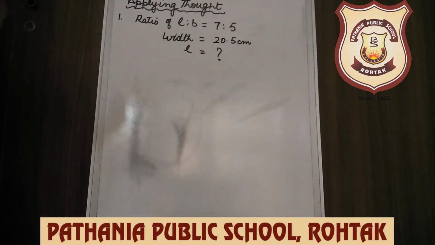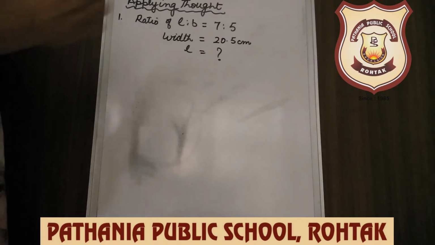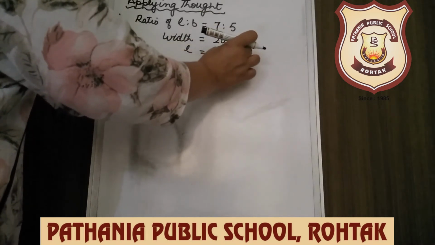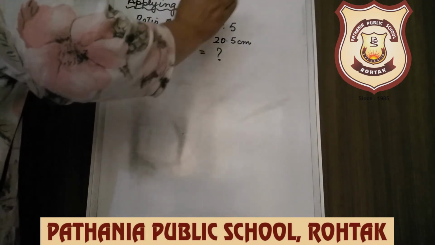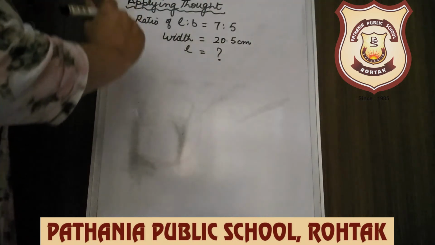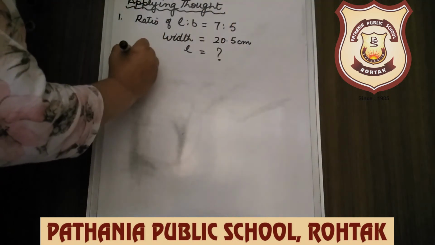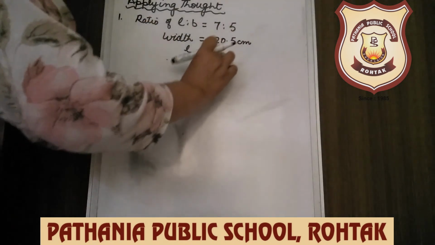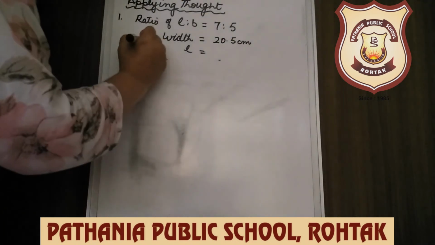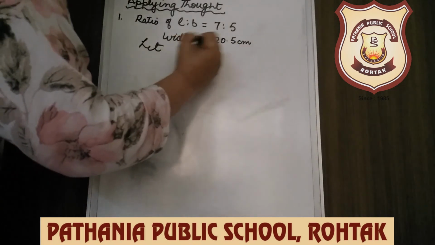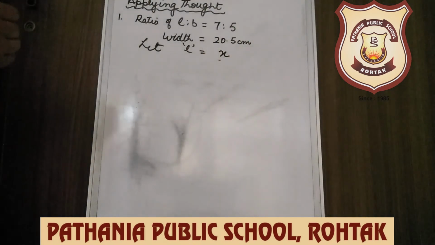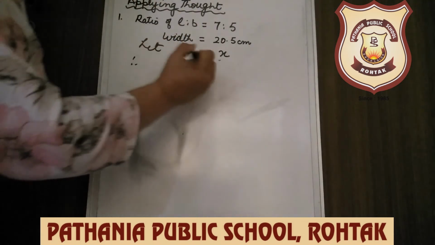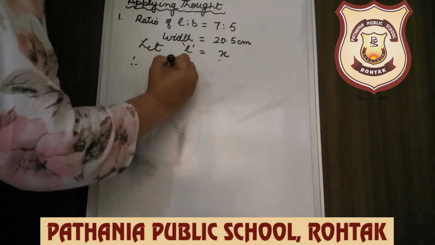Now how to write this in proportion? Means this is the ratio size and the actual size. You have to write the ratio size proportionately to the actual size. Now first I will write, let, here I put question mark, I will write here, let L is equal to X. Is this clear? Now, L is to B.